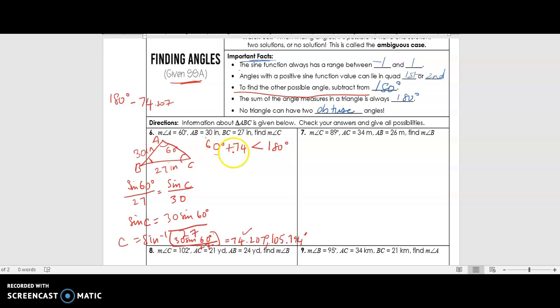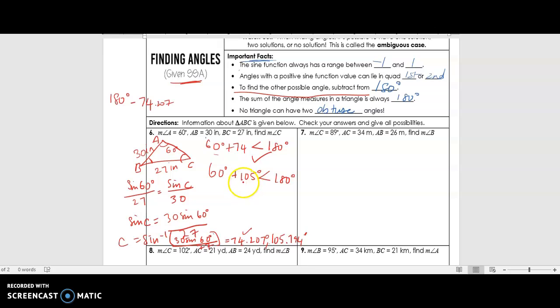So this combination is about 134 degrees, which is definitely less than 180. So this is a check, meaning 74 degrees is a possible angle C. Okay, we are good to go. Now we'll try the other combination, 60 degrees plus 105 degrees, whatever the decimal value may be. Is this less than 180 for this to form a valid triangle?